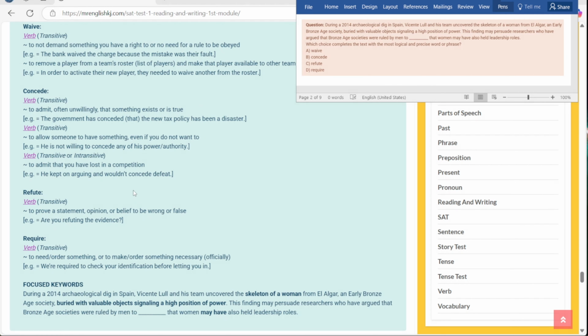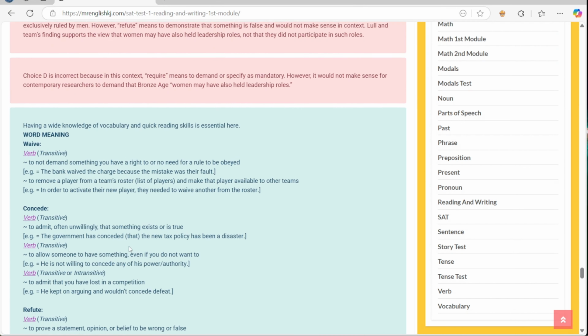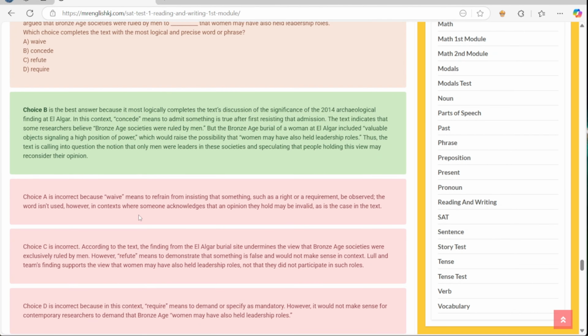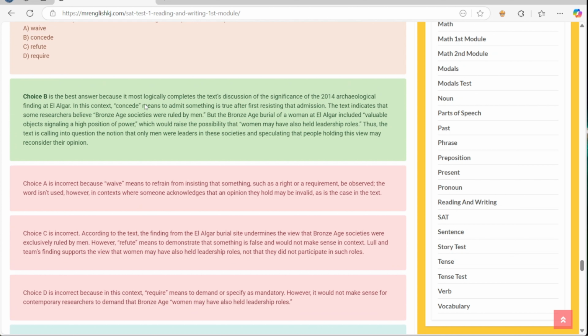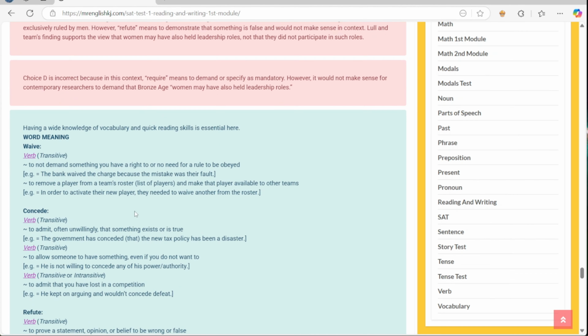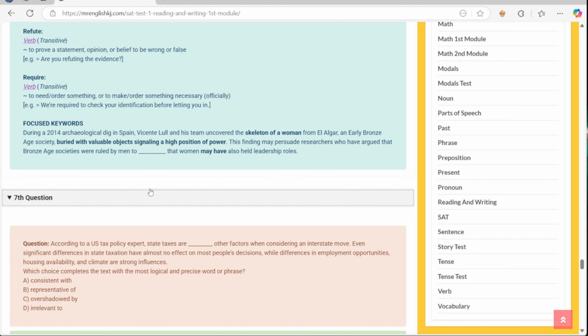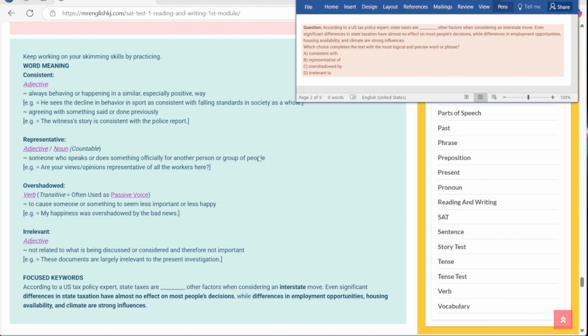Okay. If you want to learn deeply, you can read these. Why this one is correct, why this one is incorrect. You can also learn that from the website. Whichever is suitable, whichever is helpful for you. I am explaining, and you can also read them. Pause and understand. Now here it is talking about US tax policy.